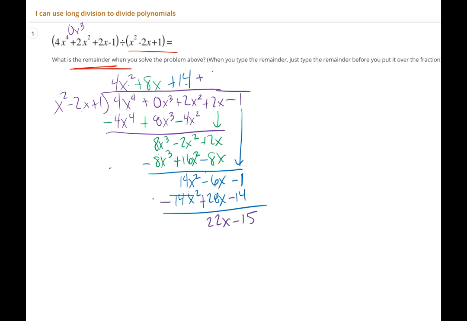Officially, we were supposed to write 22x minus 15 divided by what we got. On the test, all you have to do is type 22x minus 15. I'm just going to check the remainder.